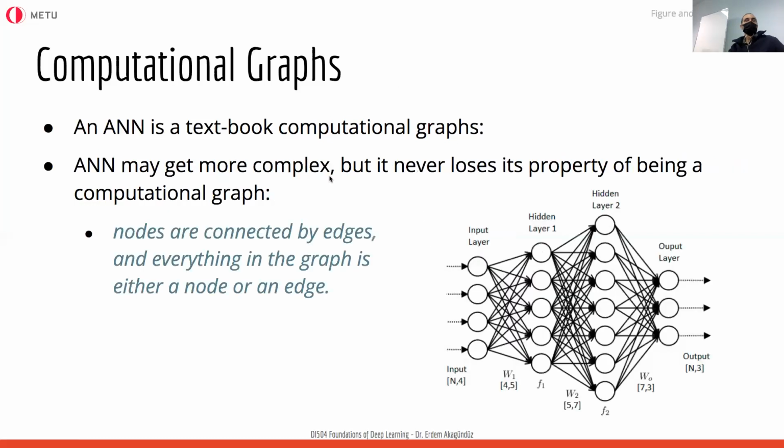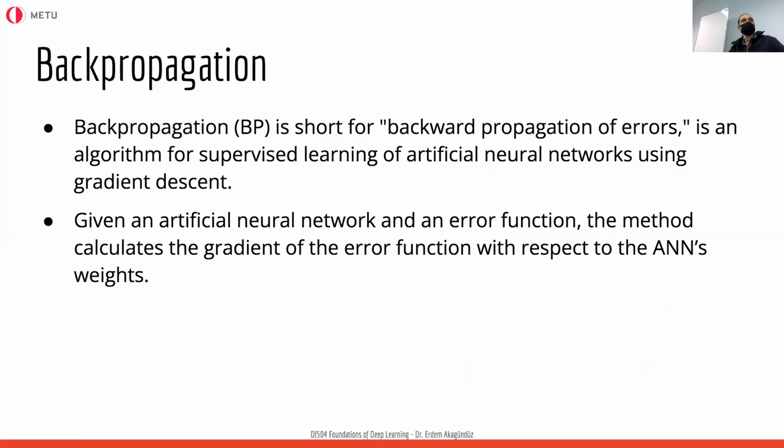ANNs can get more complex, but they never lose their property of being a computational graph. How complex it is, don't worry. It's always a computational graph. Nodes are connected by edges and everything in the graph is either a node or an edge, and we know what is calculated inside. Good.